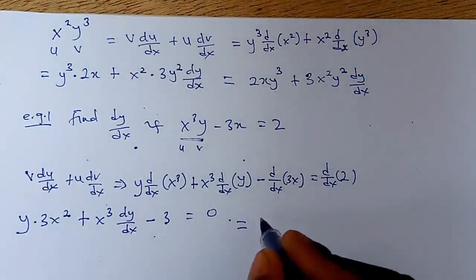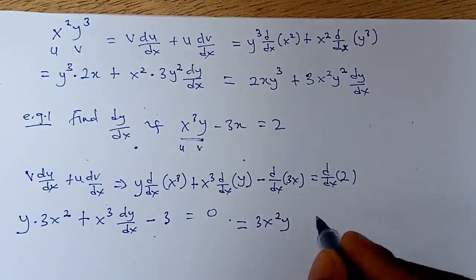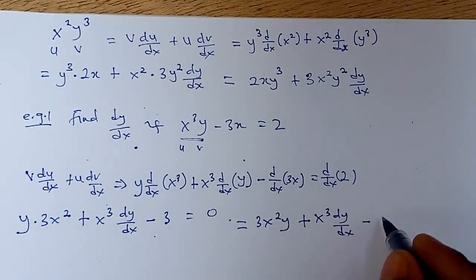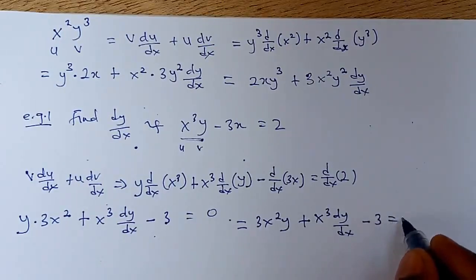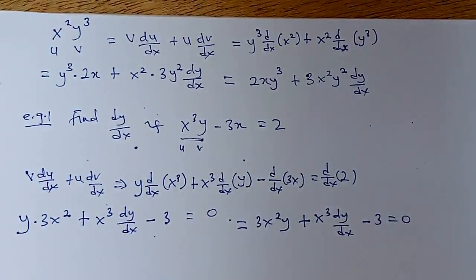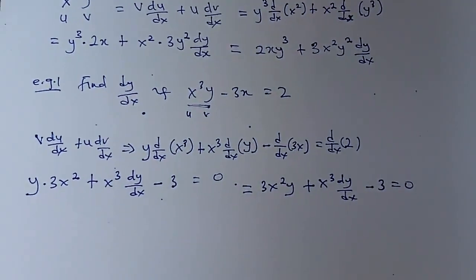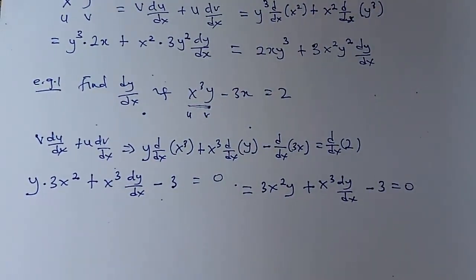You're going to get 3x squared y plus x cubed dy/dx minus 3 equal to 0. Okay, I hope you are following. All right, so what we can do here is very simple. We can just come back here and make some simple things. Let's try and make dy/dx the subject. That's our main aim. We want to make dy/dx the subject.